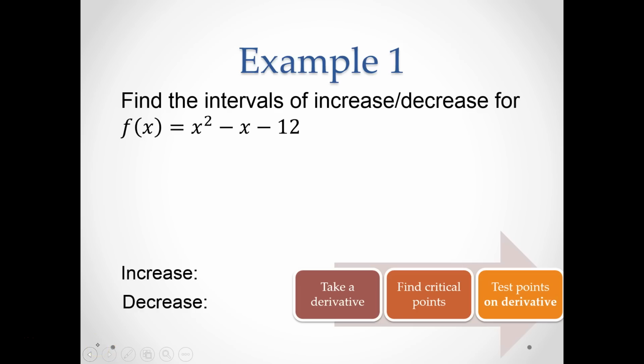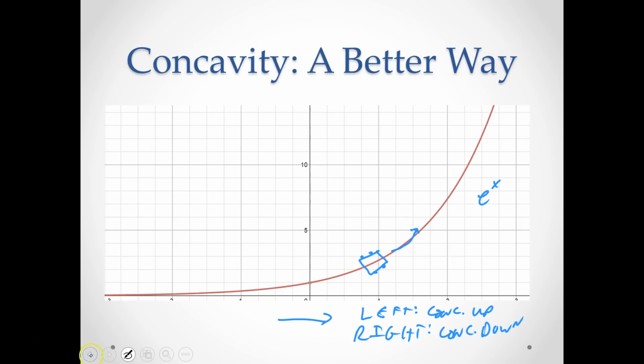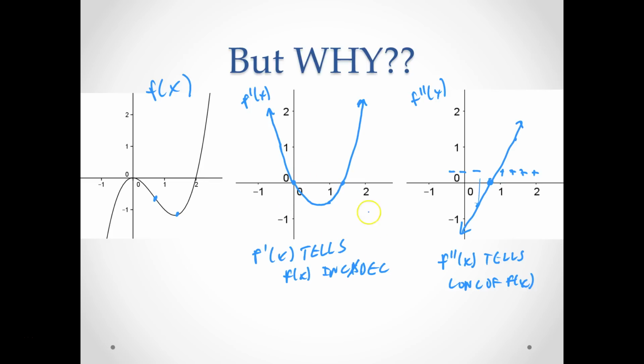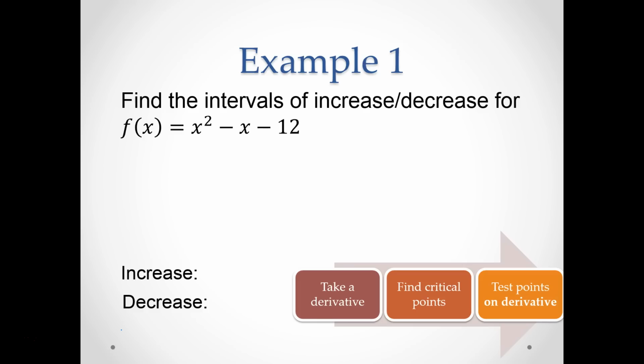Let's try an example. So first we're going to look at when this graph is increasing and decreasing. So according to our chart we had before, where we were drawing the derivatives, f prime tells us when f of x is increasing or decreasing. So let's try that with our example here. We have this function, f of x is x squared minus x minus 12. So let's take the derivative. F prime of x is going to be 2x minus 1. So when that is greater than 0, we're going to have a graph that's increasing. When it's less than 0, it means that f of x is going to be decreasing.